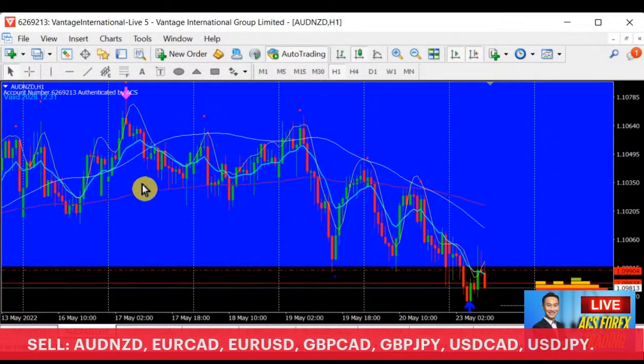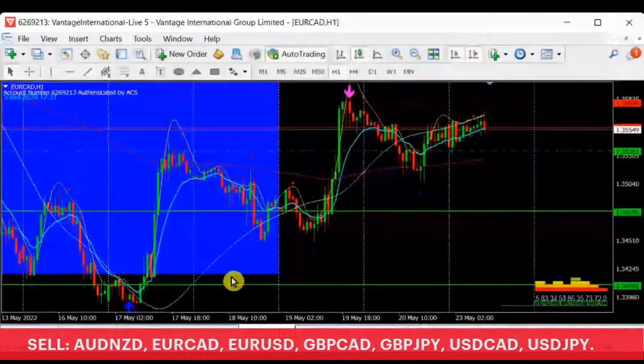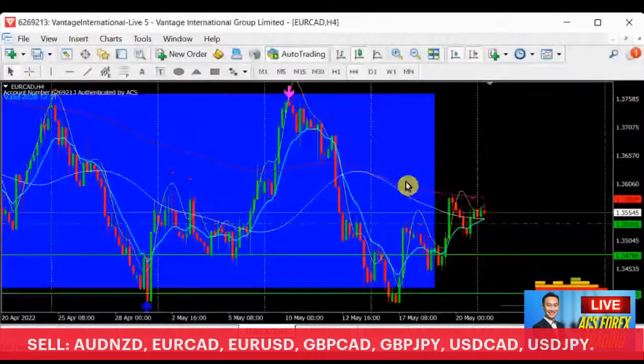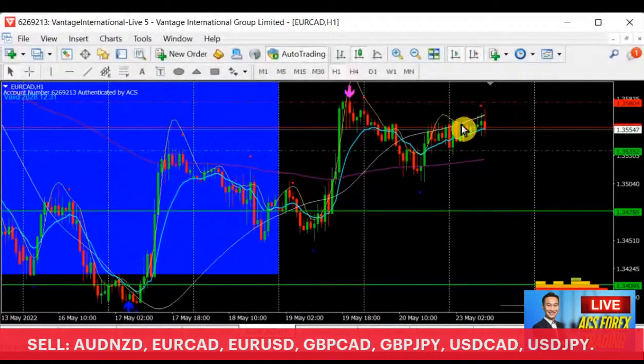So Aussie Kiwi has already ran through once, and let us take a look at Euro CAD. Euro CAD over here. Yes, Euro CAD just now, earlier on the last hour, it actually went up, and now it's coming back to selling over here. Can you see the previous hour it started to go up? So right now it started to form another selling signal.